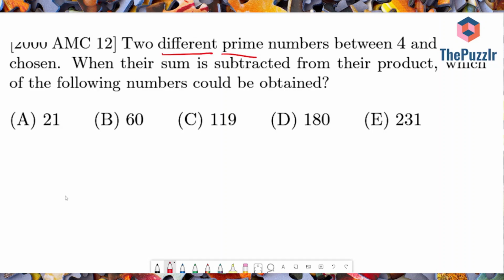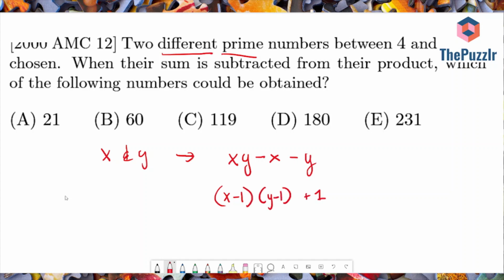For this problem, let's assign some variables. Let's call our two primes x and y. We're asked to find the product minus the sum, which is xy minus x minus y. Which of the following could be obtained? So we can factor this using Simon's favorite factoring trick as x minus 1 times y minus 1 plus 1. Or rather, x minus 1 times y minus 1, minus 1. So we added an extra 1, so we need to subtract that 1. So now it says from 4 to 18. So all the primes from 4 to 18, they're odd primes.